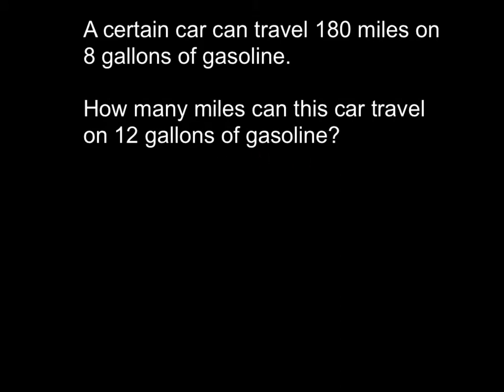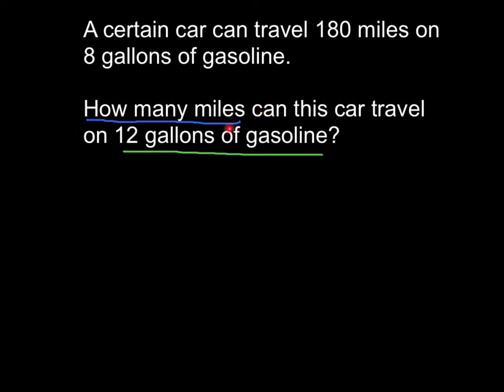To begin solving this problem, I must first identify my unknown value. I see right here the question is asking how many miles. So I'm going to underline the how many miles in blue. More specifically, the question wants to know how many miles can this car travel on 12 gallons of gas. So that piece of information is very important also, so I'm going to underline that in green. The 12 gallons of gas is not our unknown value, however. Our unknown value is this how many miles.